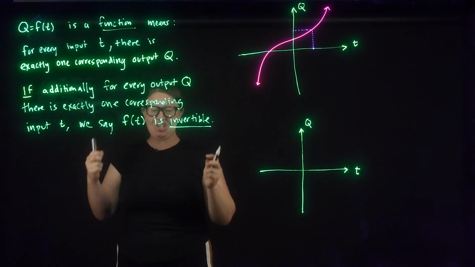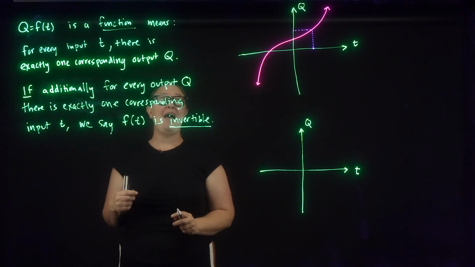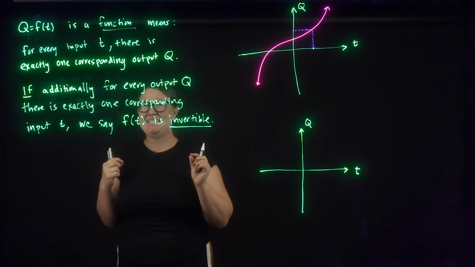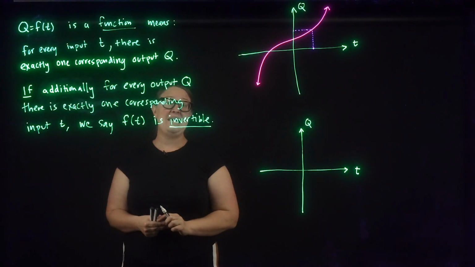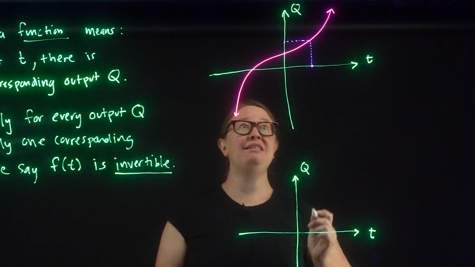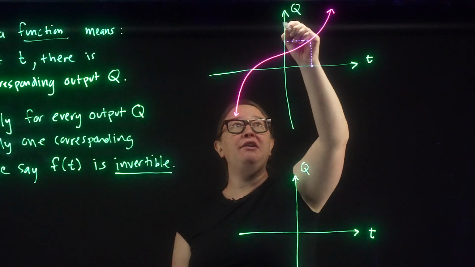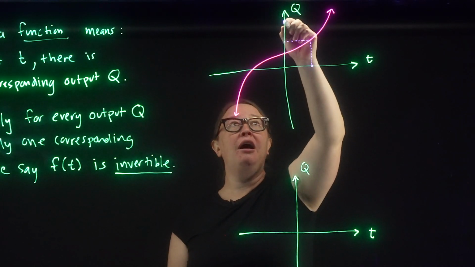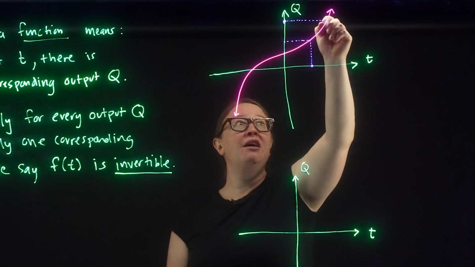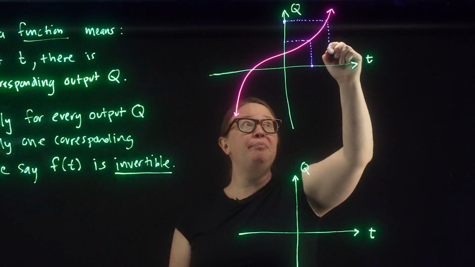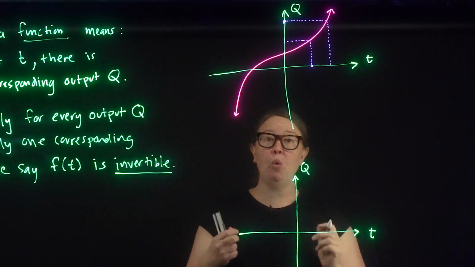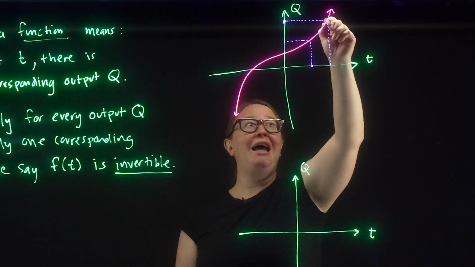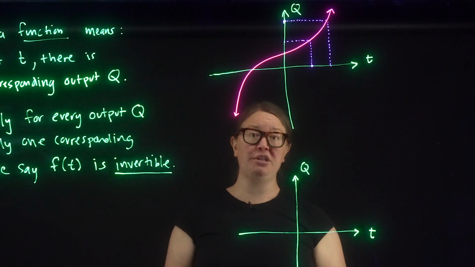Now, if additionally I can do the opposite, so if I can give you an output q, and no matter what that output is, it corresponds to exactly one input t, then we say f of t is invertible. Looking at this graph here, if I give you a value of q and ask when this output is achieved, there is only, at least in the part of the graph I've drawn, one value of t that it corresponds to. So there's a unique input that this output corresponds to.